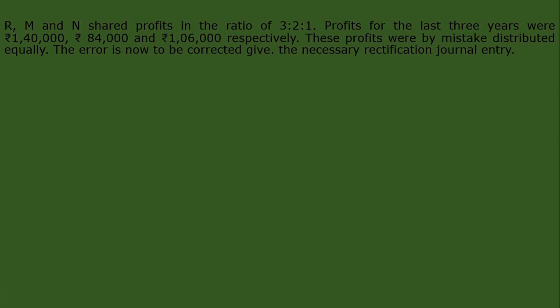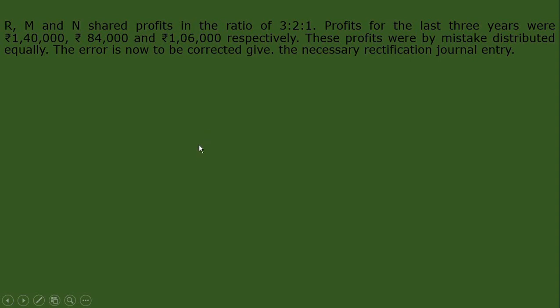What is the gist of this question? 3 years' profit were there and those profits have been divided equally, whereas they had to be divided in the 3:2:1 ratio. So let us see how to solve it.